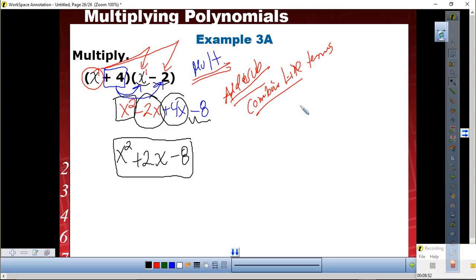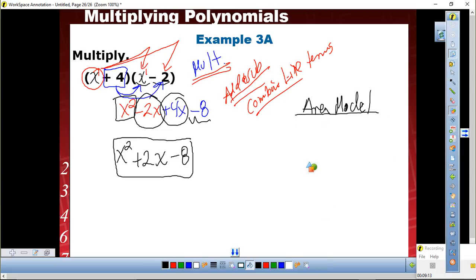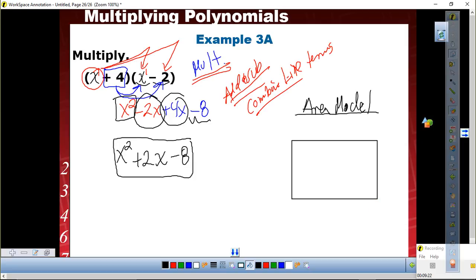As you're copying that, I'm over here to the right side. I want you to write area model. Area model. And let's draw a rectangle over here, like so. Nice and straight like mine. And me too. All right, here we go.